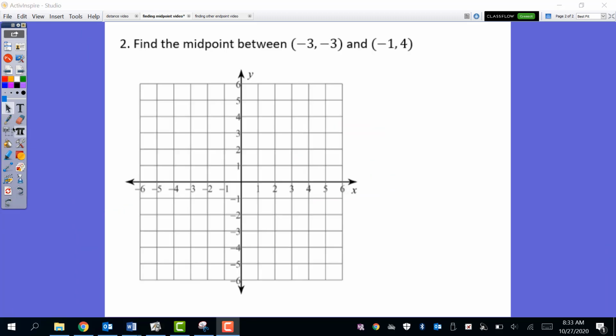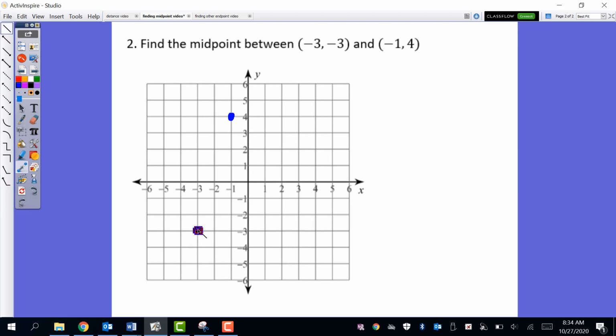Okay, so for this one, it's not always going to be so nice, but we are going to start off by plotting our points at -3, -3. Put a point. And -1, 4. Put a point. And then I'm connecting my lines. Make sure you use the straight line tool in the Go Formative to do that.